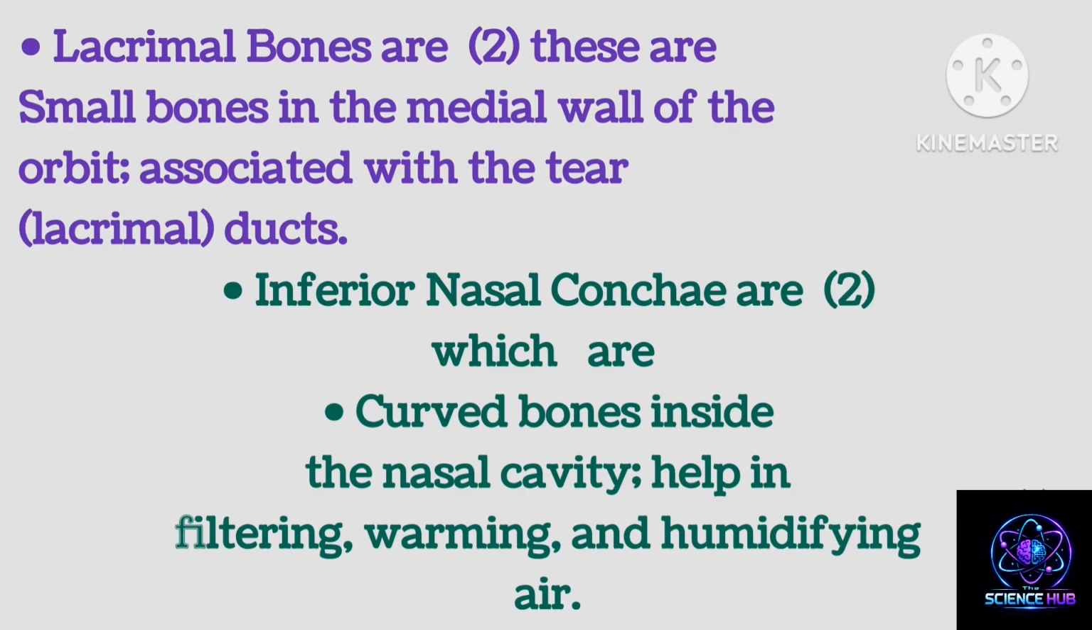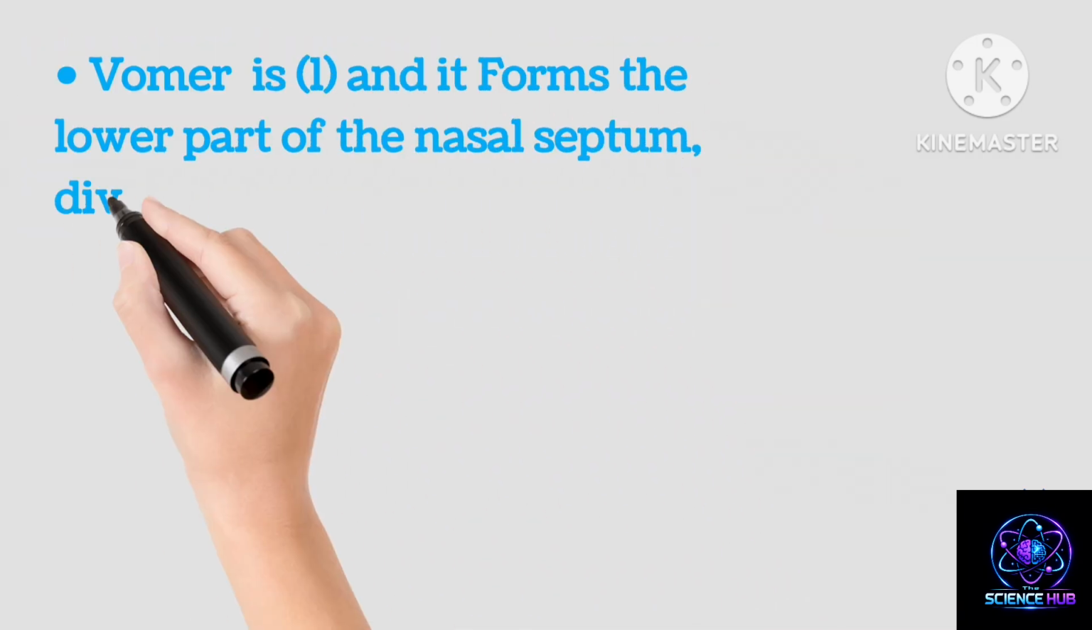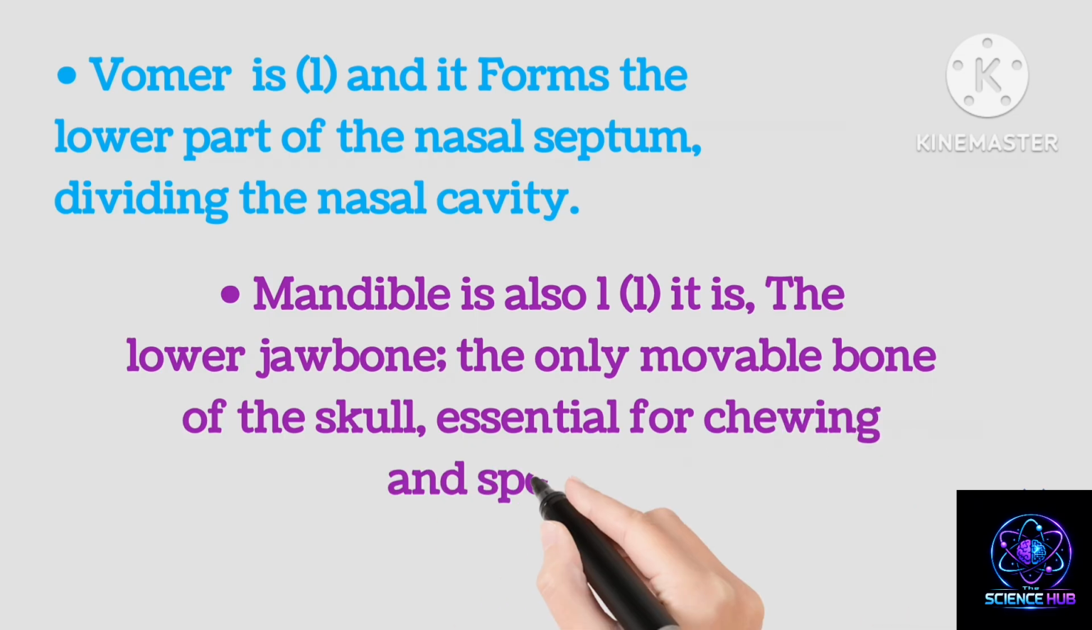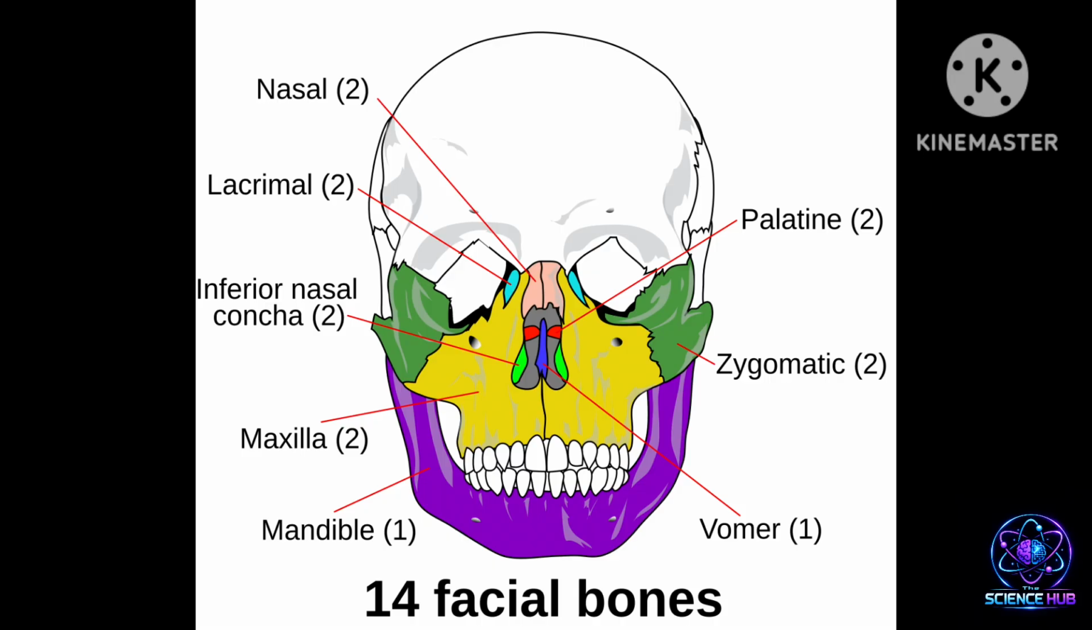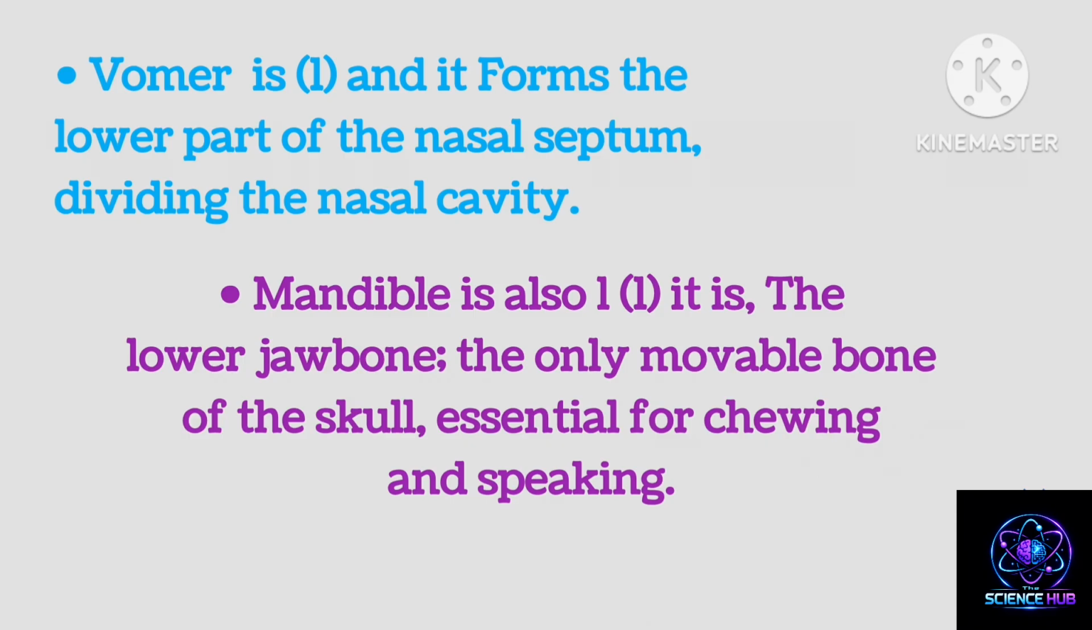Inferior nasal conchae are 2, which are curved bones inside the nasal cavity, help in filtering, warming, and humidifying air. Vomer is 1, and it forms the lower part of the nasal septum, dividing the nasal cavity. Mandible is also 1. It is the lower jawbone, the only movable bone of the skull, essential for chewing and speaking.